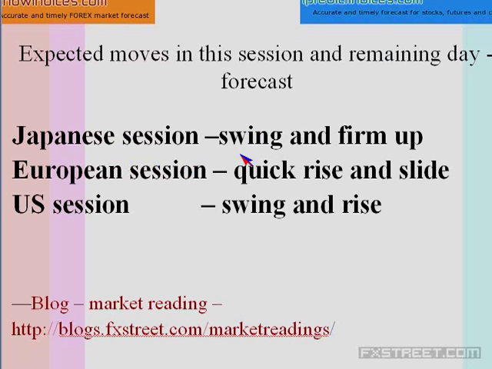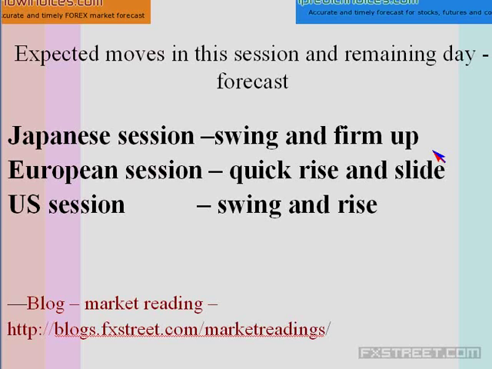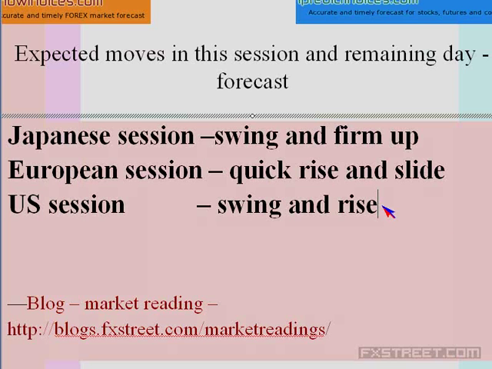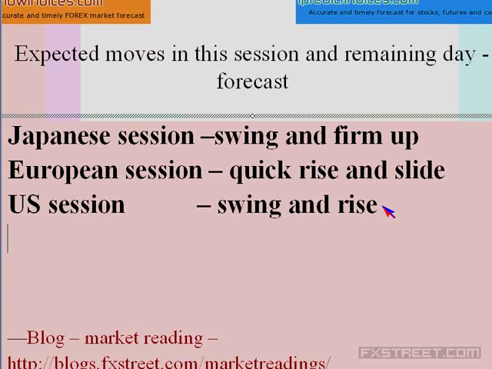So during the Japanese session, swing and firm up moves are expected. And during the European session, quick rise and slide towards close, a little bit of slide. Then again during the US session, swing and rise moves are expected. So these are all the expected moves for today. And you know that it is the last week of the month, so we could come across more volatile moves in the market. You have to keep in mind that always during the month beginning and the month end time, we will come across more volatile moves.